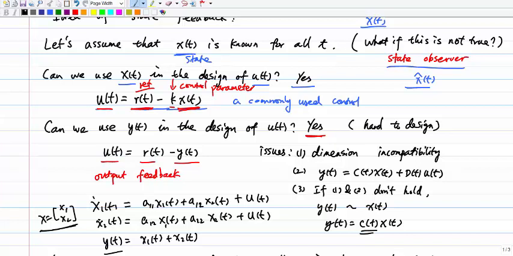The second one is yt. Typically, if yt is given by ct xt plus dt ut, you want to make some change, because here yt also depends on ut, and you cannot do this like a cycle. Ut also depends on yt, and yt also depends on ut. That doesn't work, right? We have to make some changes to it.